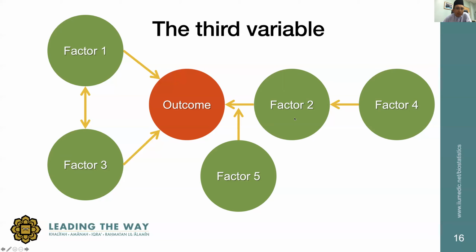Okay, this is the third variable for factor 4 and the outcome. This factor 5 is the third variable for factor 2 and the outcome. Factor 3 here, or maybe factor 1 here, if I'm talking about factor 3, maybe the third variable for factor 1 and outcome. If I'm talking about factor 1, it can be the third variable for factor 3 and outcome. So the name of it is what we call a confounder. This is called a mediator, all right? And this is called an effect modifier. So it modifies the effect, or we call it moderator. It moderates the effect. I pause here for a while.